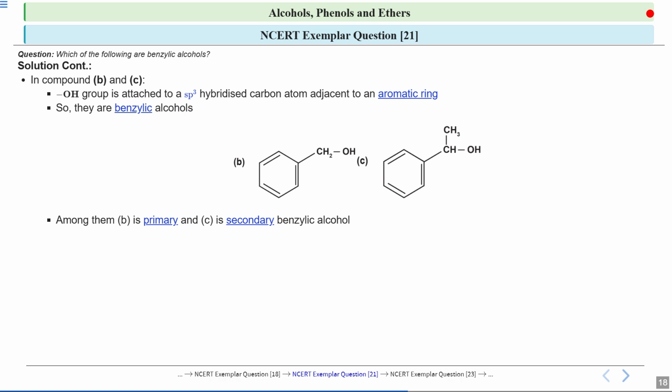Among them, B is primary and C is secondary benzylic alcohol. If you see over here, this is a primary benzylic alcohol. Why? Because the carbon to which your OH group is attached is further connected to one carbon atom. And this is a secondary benzylic alcohol. Why? Because the carbon to which your OH group is attached is further connected to two carbon atoms, one this carbon atom and one this carbon atom of a benzene ring. That is why this is a secondary benzylic alcohol, but both are sp3 hybridized carbon. So correct options are B and C. I hope this question is clear.